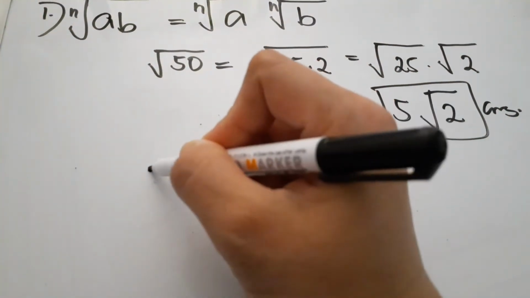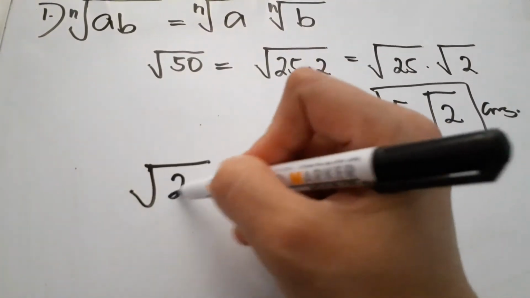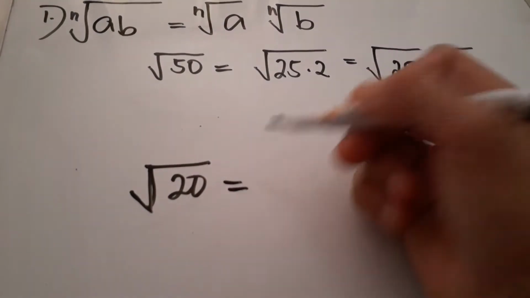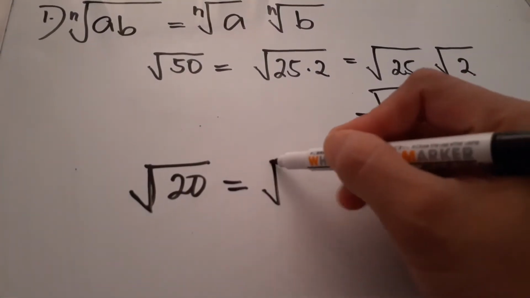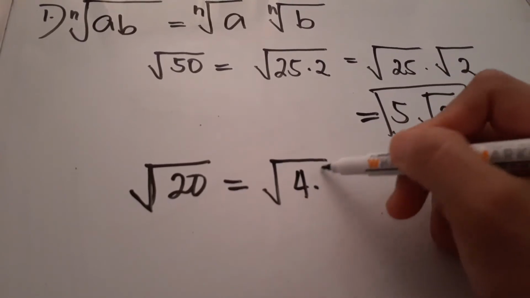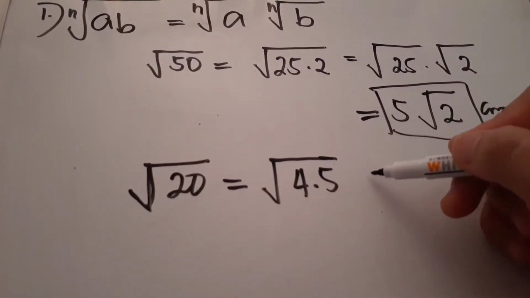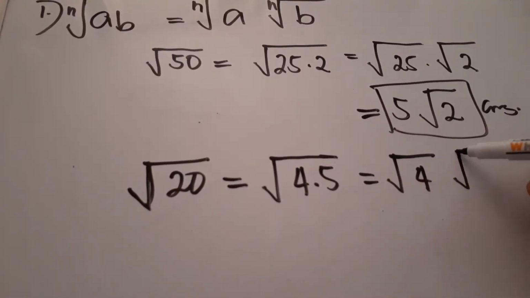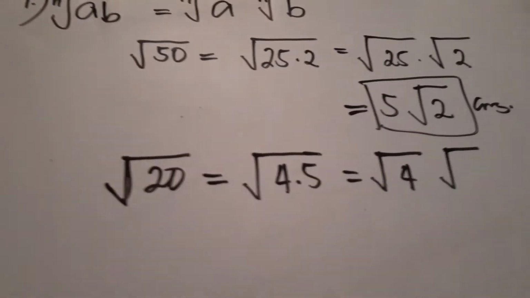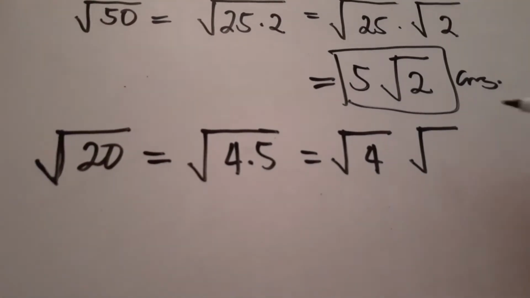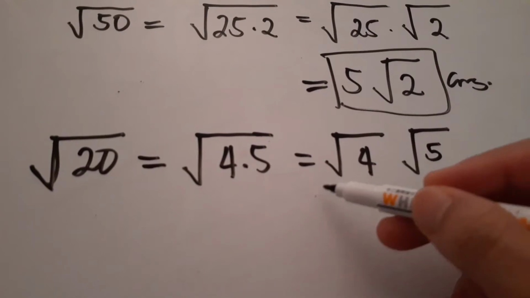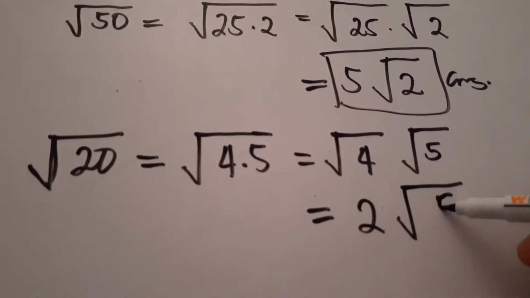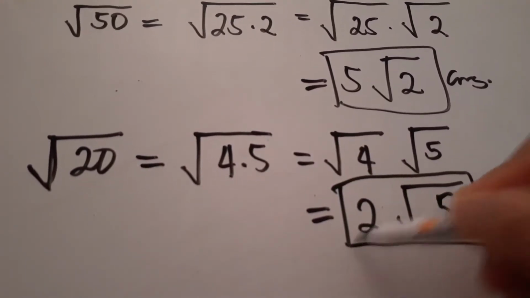Let's have another example: the square root of 20. We can factor first by grouping into a perfect square, which is the square root of 4 times 5, equal to 20. Then we can separate into groupings: the square root of 4 times the square root of 5. Where 4 is a perfect square, its root is 2, and the square root of 5 remains, and this is the answer.